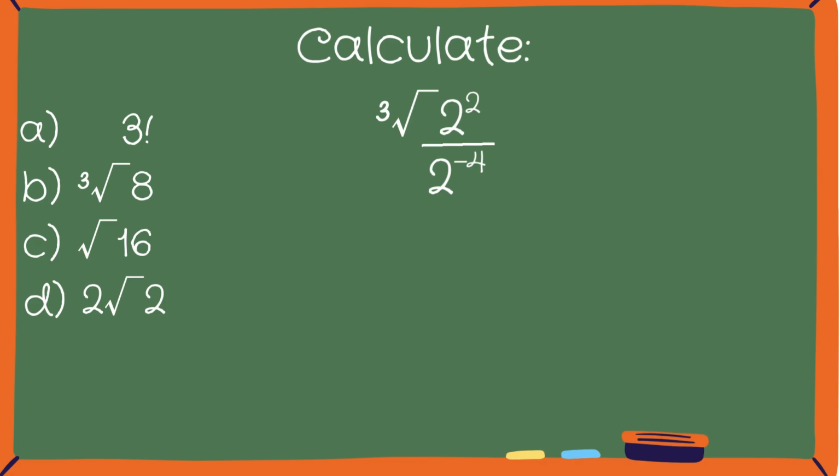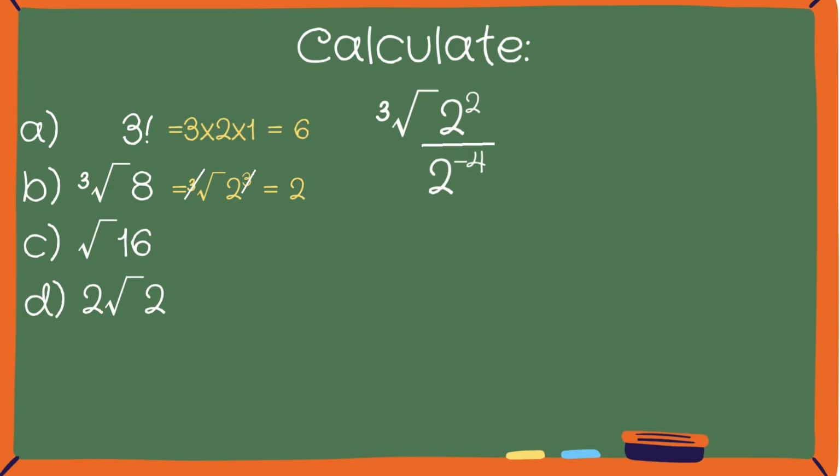Okay, I'm going to start by analyzing the alternatives, so there's no doubt. Look, 3 factorial is the same thing as 3 multiplied by 2 multiplied by 1, which would equal 6. So, alternative A will be 6. Very good. Then I have the cube root of 8. The cube root of 8 is the cube root of 2 cubed. I eliminate the index of the root with the exponent, and I'm left with 2.